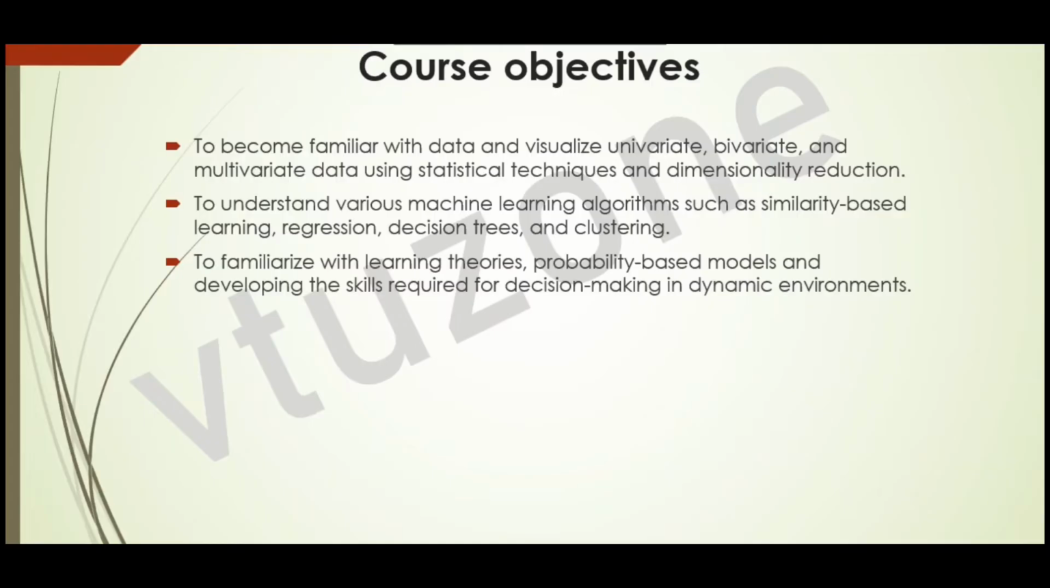Then we'll understand how machine learning models learn and make decisions using probabilities, especially in situations where things change or are uncertain. For example, in a stock market prediction model, things change every day. Machine learning helps make the best guess even when outcomes are not guaranteed.